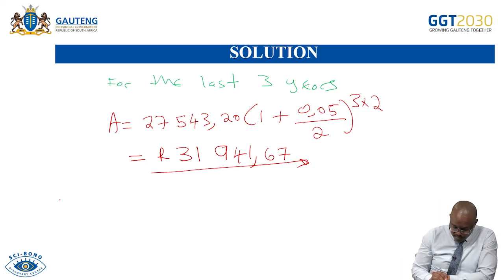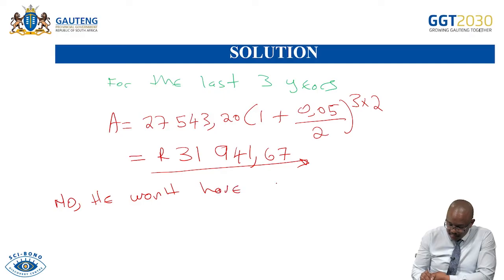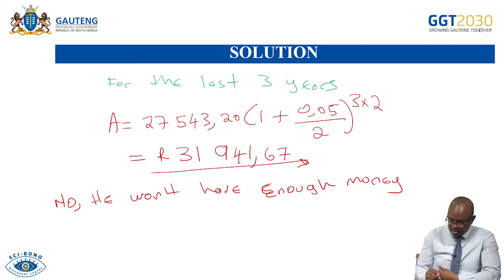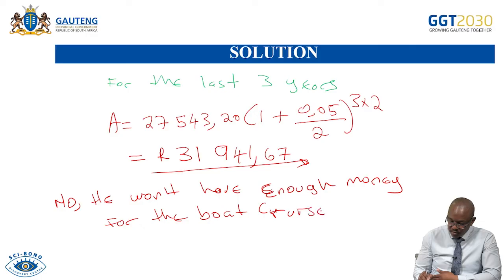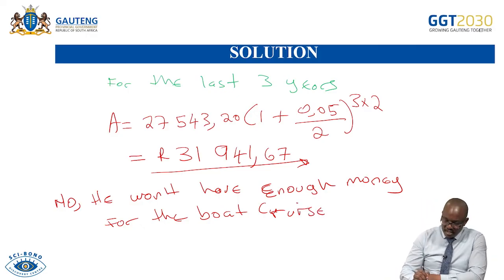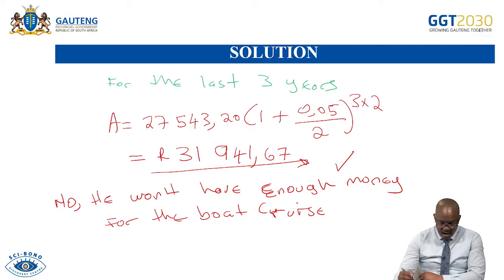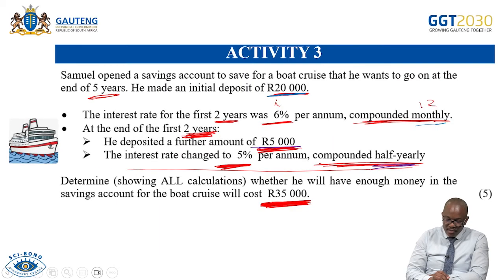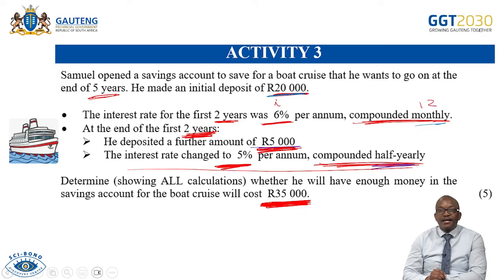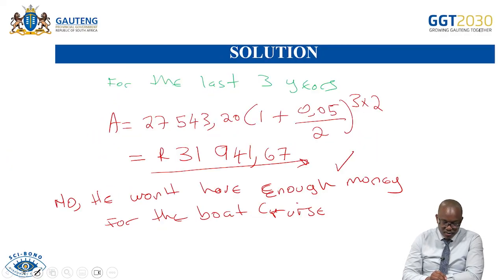So you will say no, he won't have enough money, or you can also say for what? For their boat cruise, correct? So you can say you want to have money for the boat cruise. Then that statement on its own as a conclusion has marks there. So I hope now learners understand how these questions of finance work. They carry a lot of marks. You need to read the scenario with understanding so that we can collect all those marks.